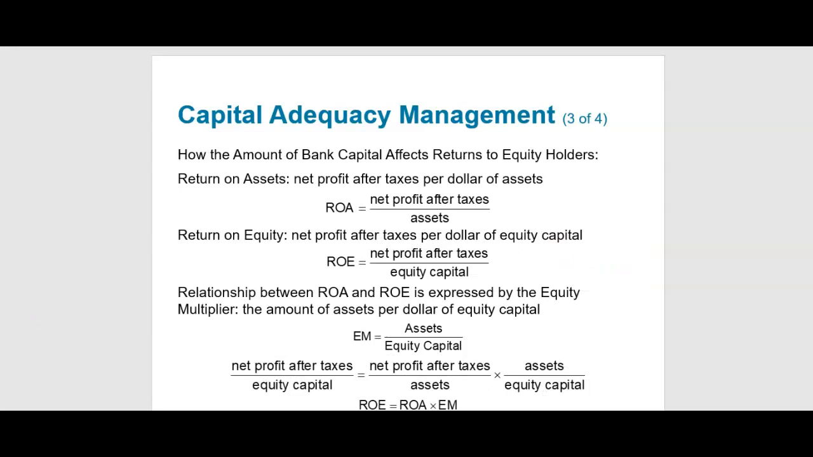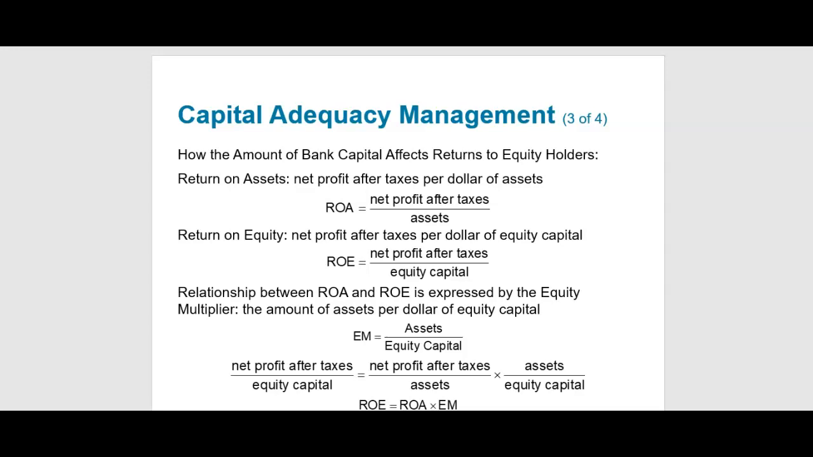Now, the relationship between these two is given by the EM, the equity multiplier. The equity multiplier is the amount of assets per equity capital. So if I'm looking at the net profit after tax divided by equity, which is the ROE, it will be the ROA times the assets per equity. Now, if I have more equity capital, so this is going up, then the whole ROE is going to be going down. So there's an inverse relationship between the amount of capital that you have and the ROE. There's a trade-off between the safety and the returns to equity holders.